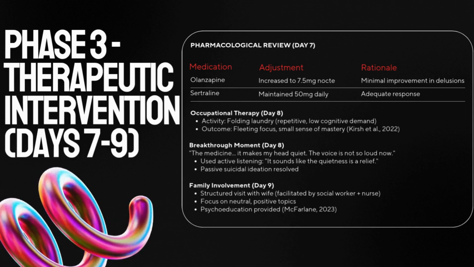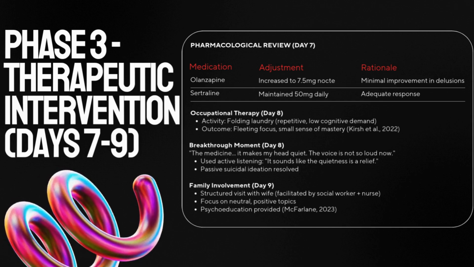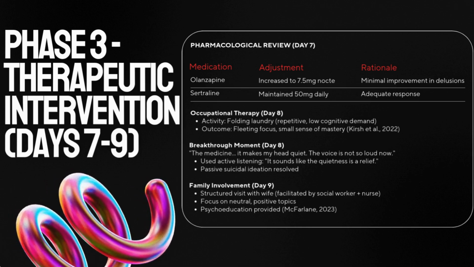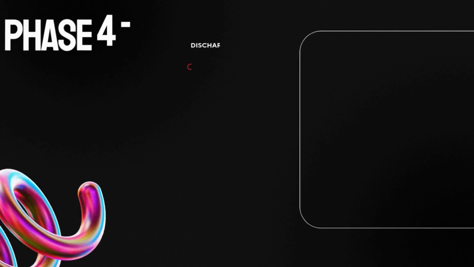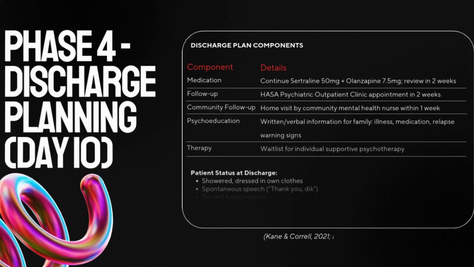Family recognition reduces relapse rates, according to McFarlane 2023 and Enrollment 2023. So the next phase is phase 4. Phase 4 is discharge planning. The discharge plan had several key components.